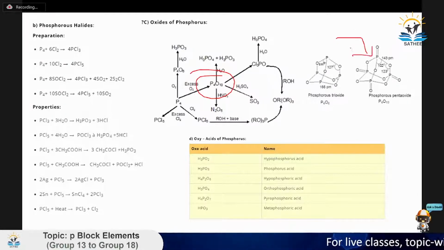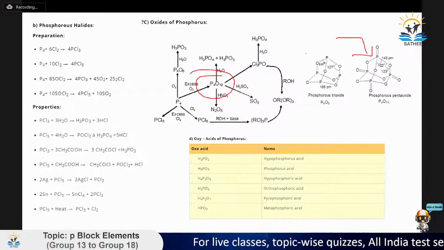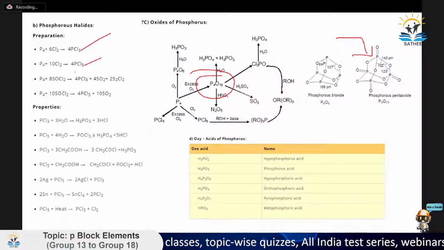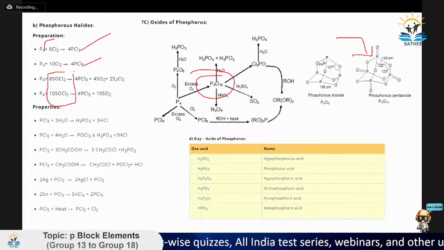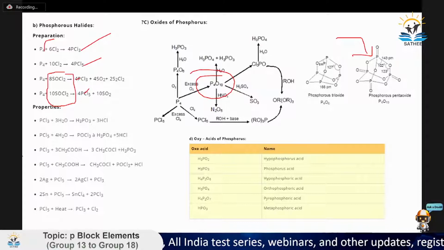Now talking about oxides of phosphorus, we have P4O10, and P4O10 has a structure like this. I have personally put this structure over here because it is a very important structure. We talk about bridge oxygen atoms over here. We'll see a question on that. Other than that, we again have its reactions. It will form PCl3, PCl5 with chlorine and even SOCl2. So you can use SOCl2 to form PCl3 and PCl5 also.